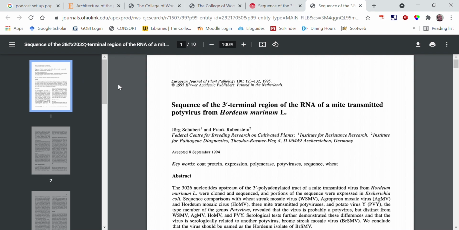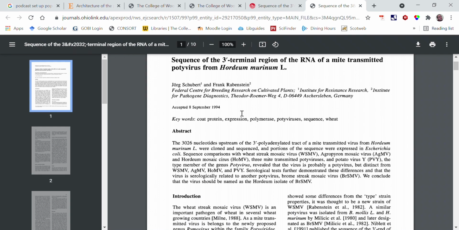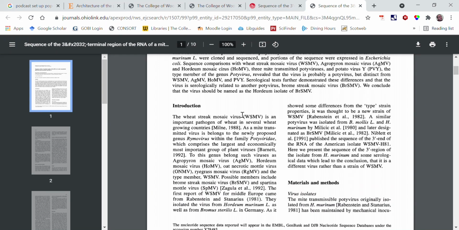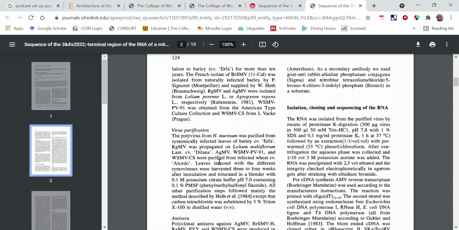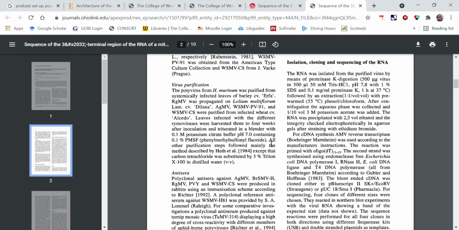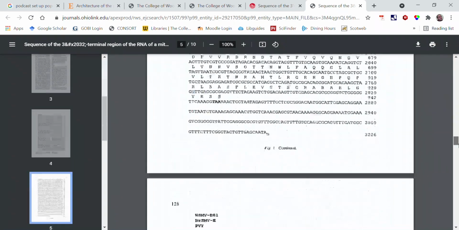This is a few steps back right now. Okay, so materials and methods. Okay, virus purification. Here we go. Unfortunately, once again, we have to go back even further. All of the purification steps followed mainly the method described by Huth, except the carbon tetrachloride was substituted by 3% Triton X. Okay, so we're going to look up Huth from 1984.